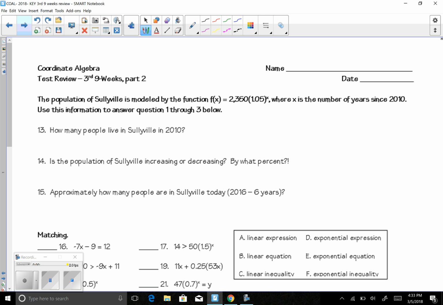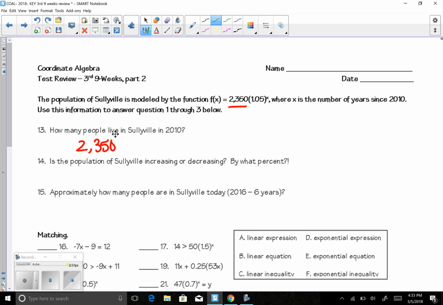Well, that's your start value, right? So how many people did we start with? Well, that's this value here in the front, if you remember. So we started with 2,350 people. Is the population increasing or decreasing?